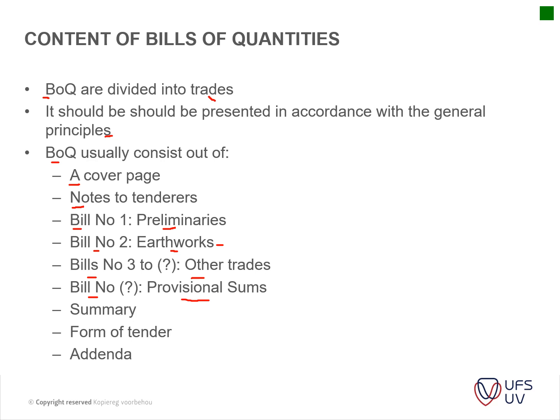And then you've got your summary, all your bills added together. Then you've got your form of tender. And then you've got any addenda, if for instance there are any changes that were made. So this is more or less how this document basically looks, and the layout of it.